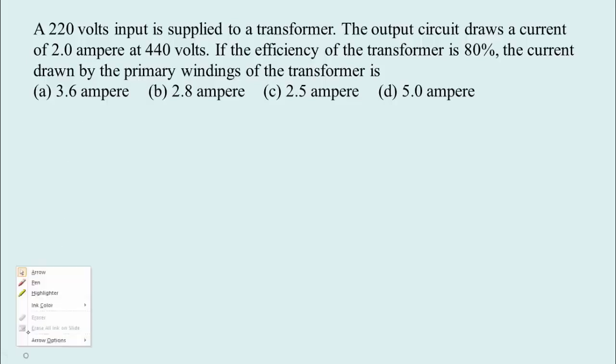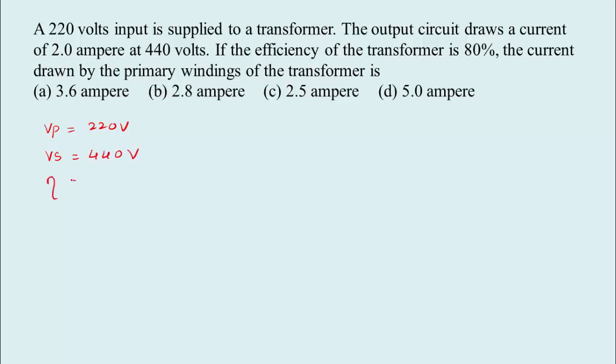See here, efficiency of the transformer is given. Input voltage is also given. So we have to calculate current across primary. Voltage across primary, it is 220 volt. This is input. And voltage across secondary, that is output, is also given, 440 volt.